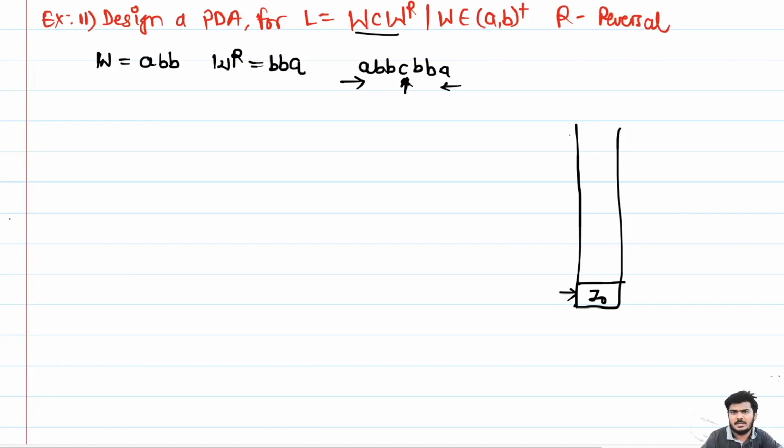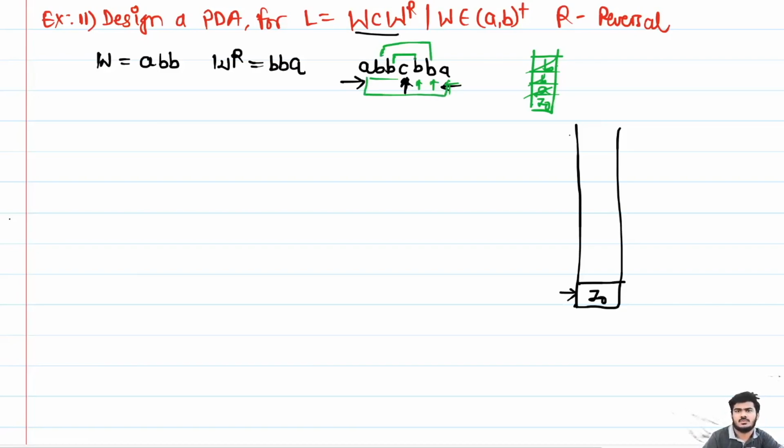Now if we carefully observe this, suppose this is my stack, and the stack contains Z0, and I have pushed A, B and B into the stack. Now C is there. For C, I just read it and move to the next state. Whenever B starts occurring, I have to compare this B with this B, this B with this B, and finally this A with this A, and I will be left with Z0.